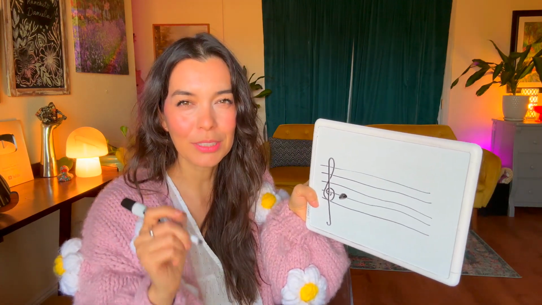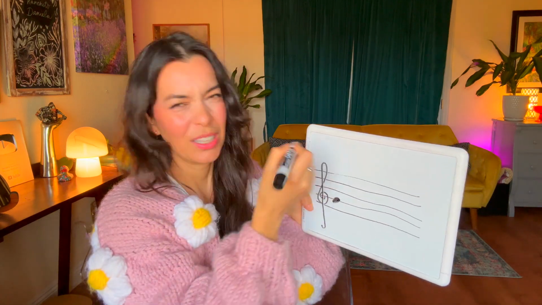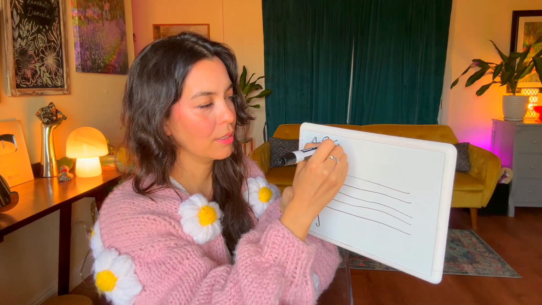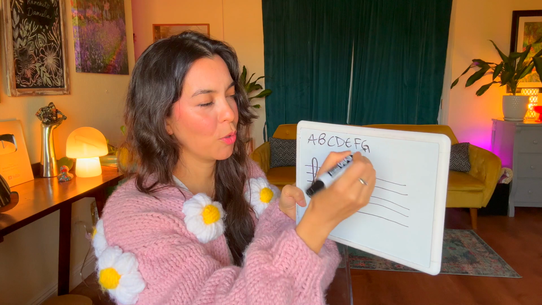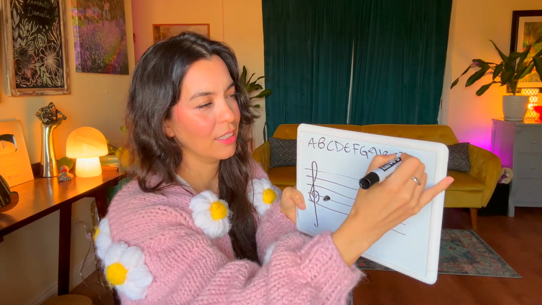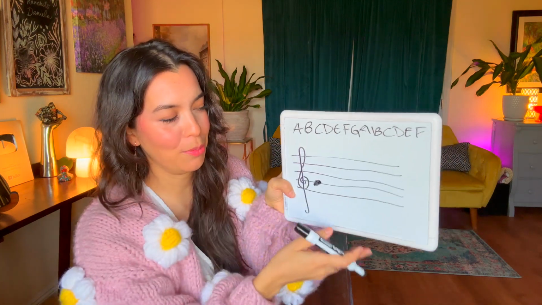Now, let's go back to day 1's lesson. What was the musical alphabet? We went over that in day 1. And we can start on A just to keep things simple. A, B, C, D, E, F, G. Keep going. A, B, C, D, E, F. And as much as can fit on your paper.